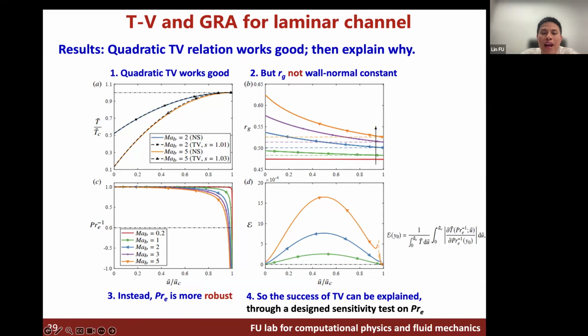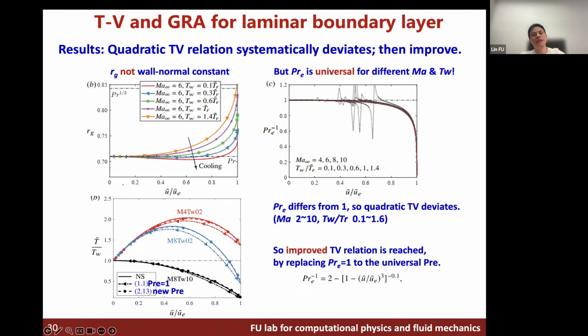There is a deviation, but a deviation in the outer regime. In order to explain why this deviation will not affect the accuracy of the relationship, we introduce a novel tool, that is a sensitivity analysis. We figure out that even though there is a deviation of Pr_e in the outer regime, the sensitivity of the solution is very low, and eventually does not affect the prediction accuracy. So this relationship works for laminar flow perfectly.